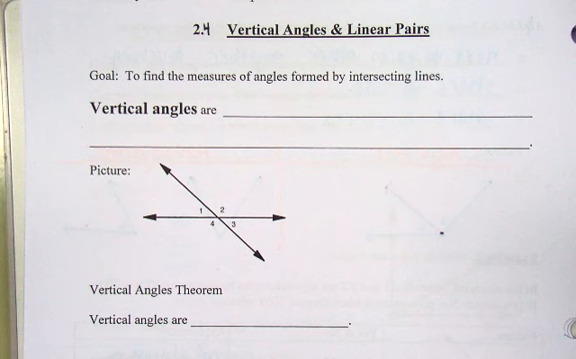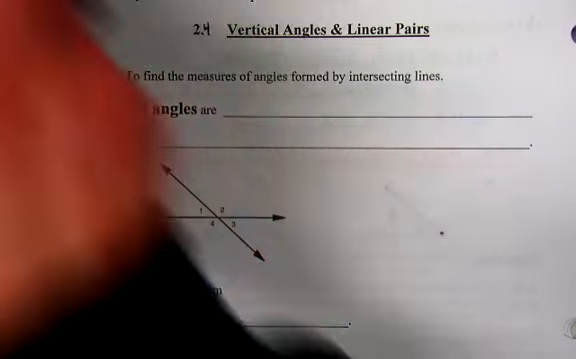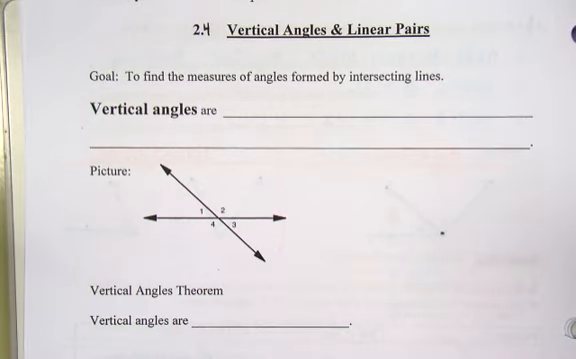Okay, so we're doing the notes for 2.4, vertical angles and linear pairs. These were the words that we explored yesterday on the board on that activity, but now we just need to write it all down in our notes.